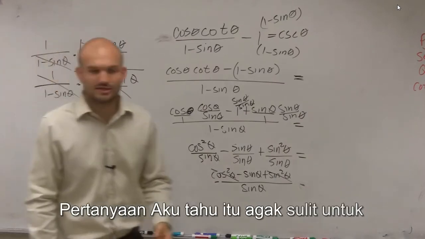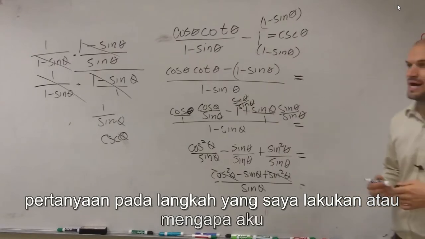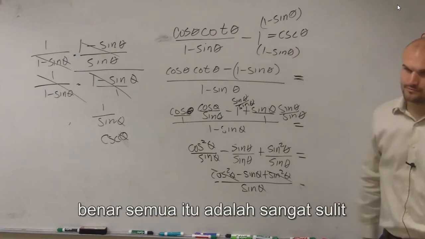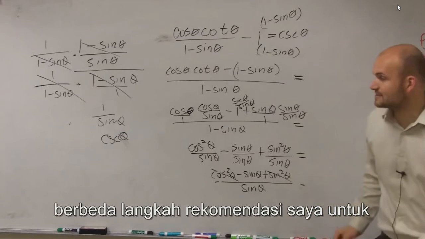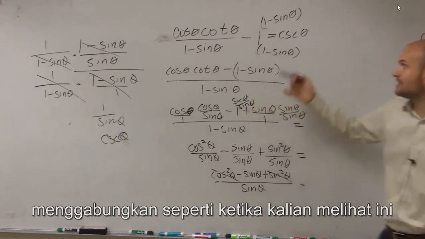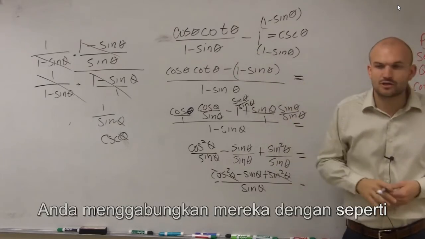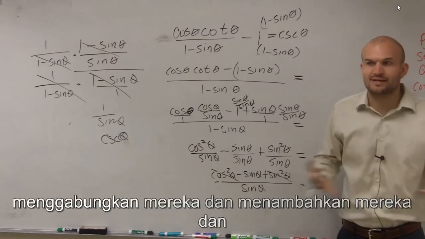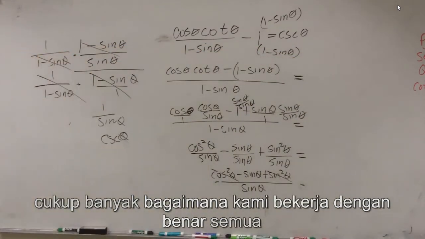Does anybody have a question? I know it's kind of hard to follow and look up there, but does anybody have a question on a step that I did or why I did it? Nico? First step, second step? All right. It's a pretty difficult problem because it's involving a lot of different steps. My recommendation for you guys is just combine. When you see this right side, I have all these terms I need to combine. You have to make sure you're combining them with like denominators. All right? And just keep on combining them and adding them up and then get my denominator off. And that's pretty much how we worked it.